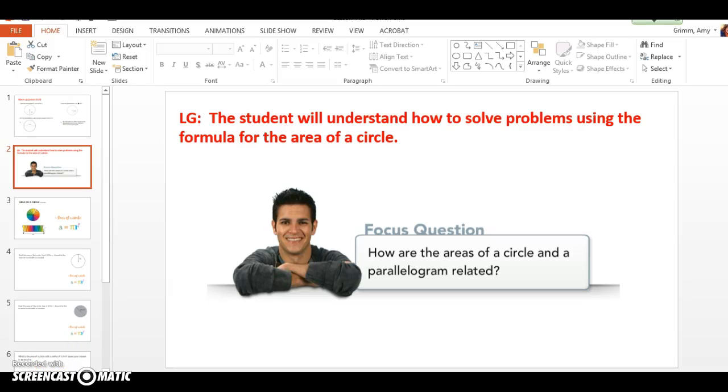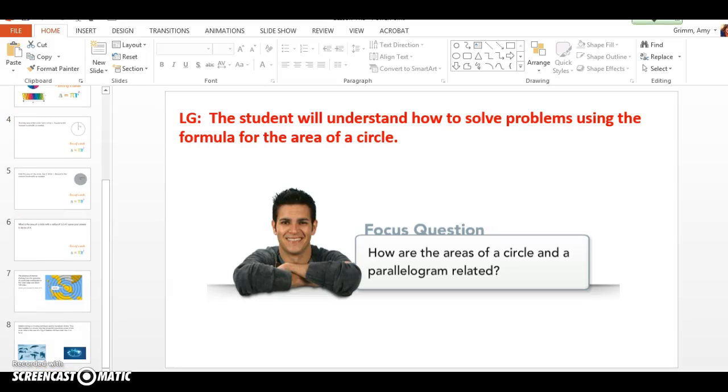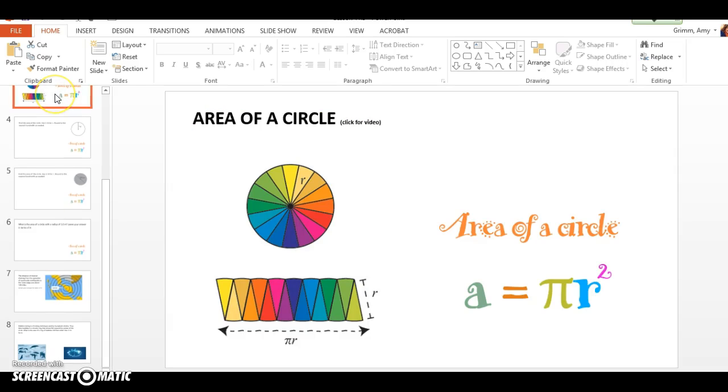All right, so learning goal: the student will understand how to solve problems using the formula for area of a circle. We just watched a video on this slide about where that formula came from. And it should have made sense because yesterday we were doing circumference and you saw the circumference formula go in. Did you see how they said, here's the circumference formula? And that's used for area of a circle.